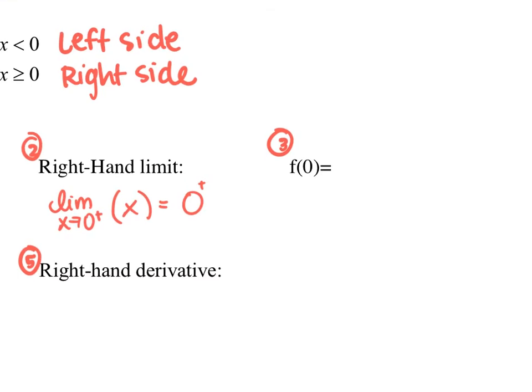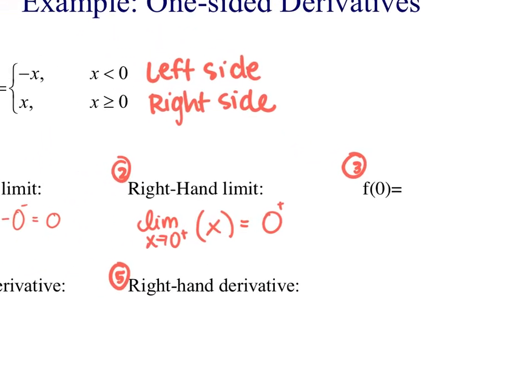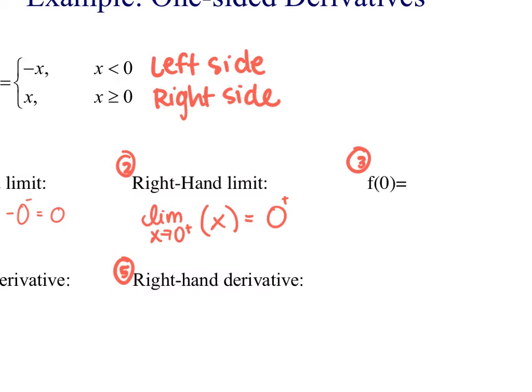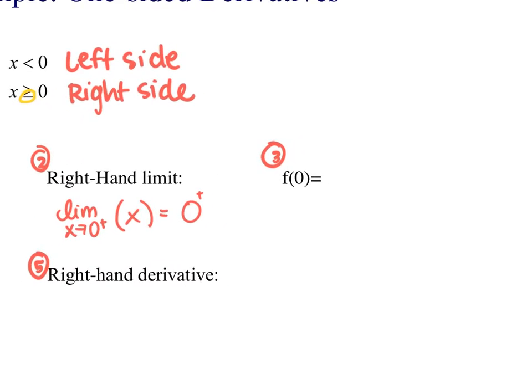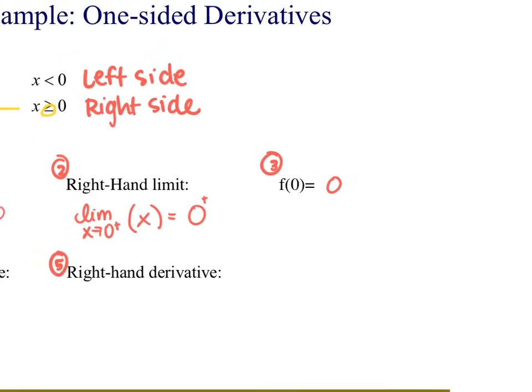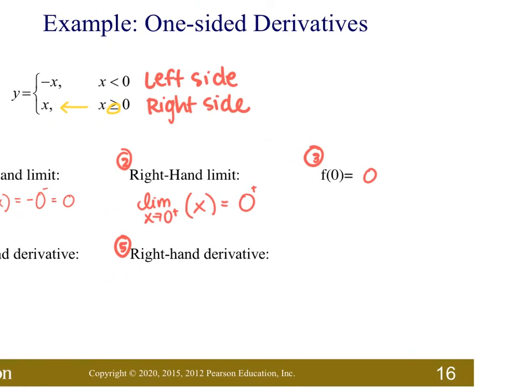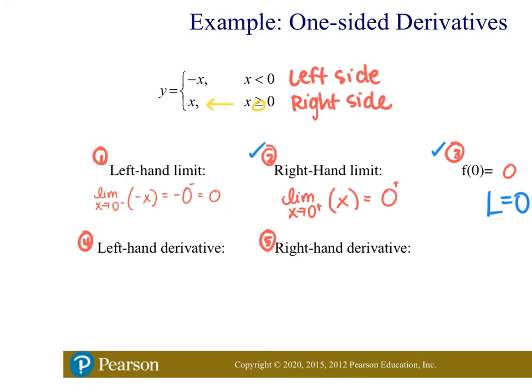And then we want to check f of 0 itself. F of 0, the equal to part, is right here, which means I'm going to use the same equation that I did for the right side. And so I will plug 0 in, and I get 0. And so all 3 of those things match, and so we say that L equals 0 then, because the first, the second, and the third ones all matched.